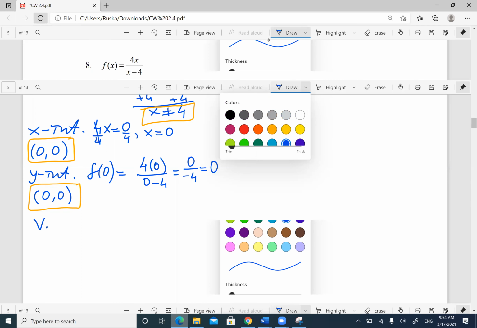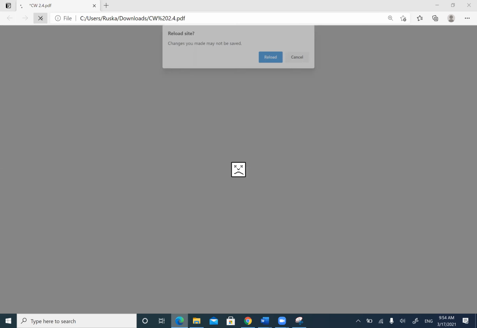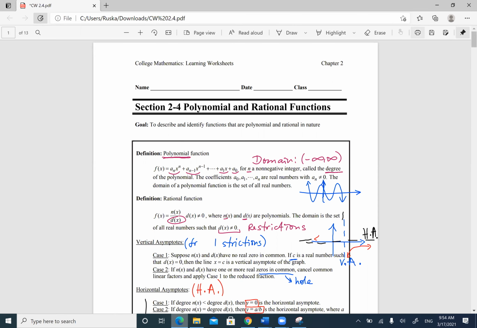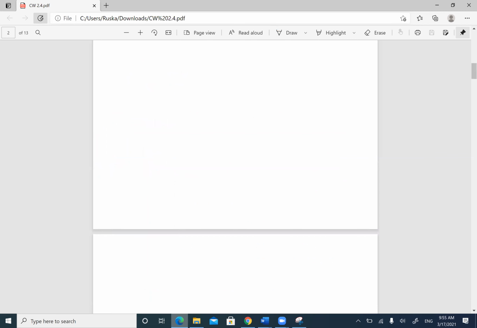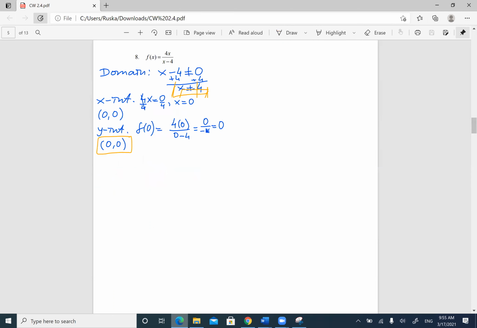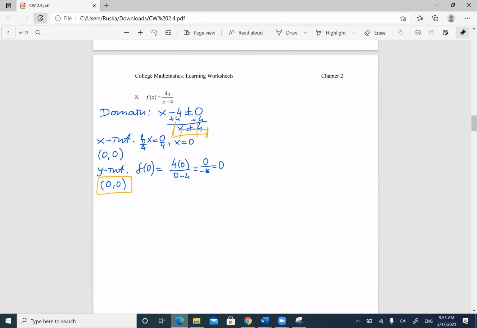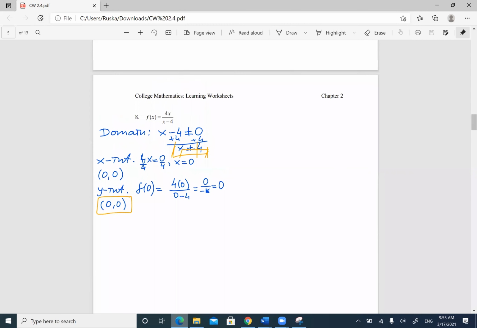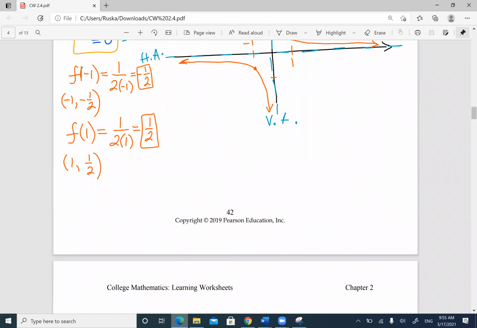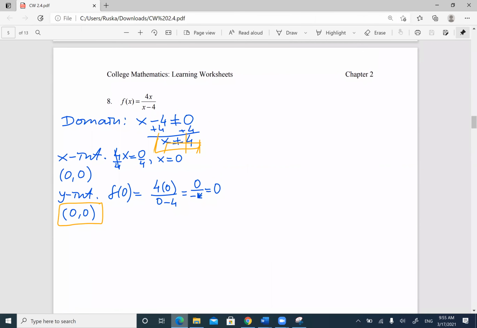vertical asymptote. Okay, it's doing it again. Okay. So we're gonna find, let me save what I have so far. Okay, so we'll do number 8. Okay, let's see. Am I writing too fast or what's going on? Yeah, probably I'm writing too fast and the computer is not keeping up. Okay, so I'm gonna fix this to look better.